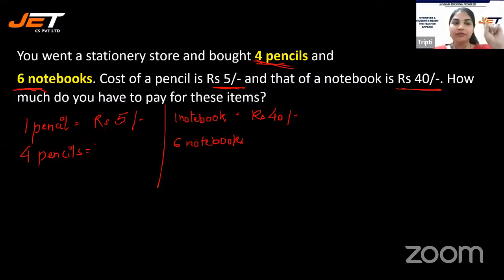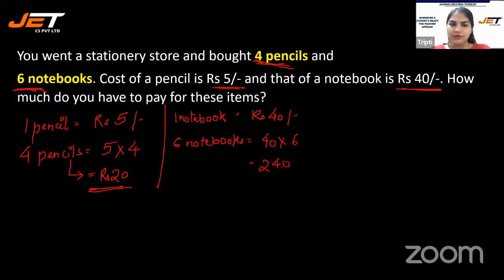So what I'm going to do, if the cost of one is given, I have to find for many, like I have to find for 4. What I'll do is cost of one times the quantity for which I have to find out. So I got rupees 20 as the answer, just for the cost of 4 pencils. Now, similarly here, one notebook is 40 rupees, so 6 notebooks. So what I'll be doing is 40 times 6 or 6 times 40. That is equal to rupees 240, which is the cost of 6 notebooks.